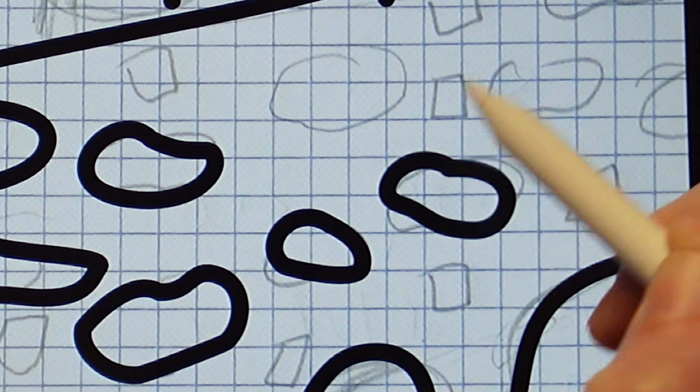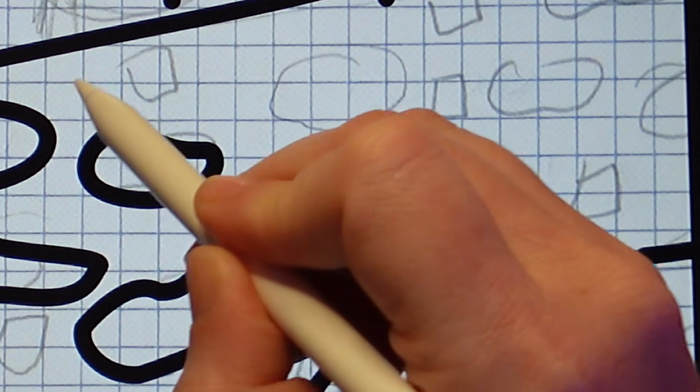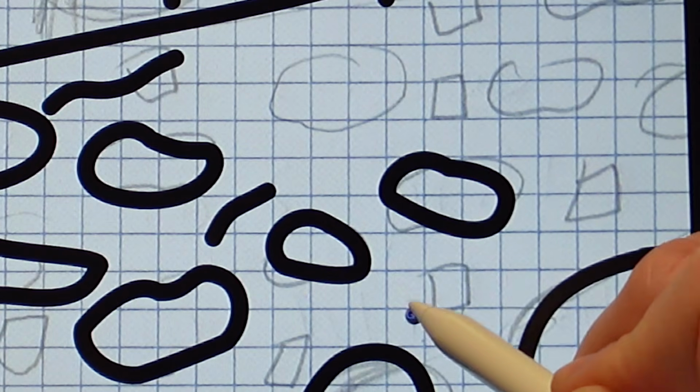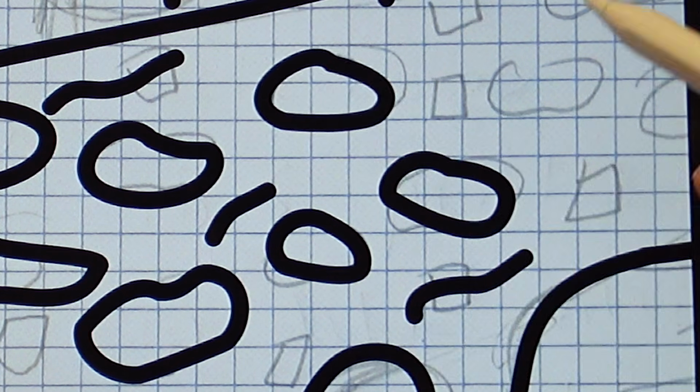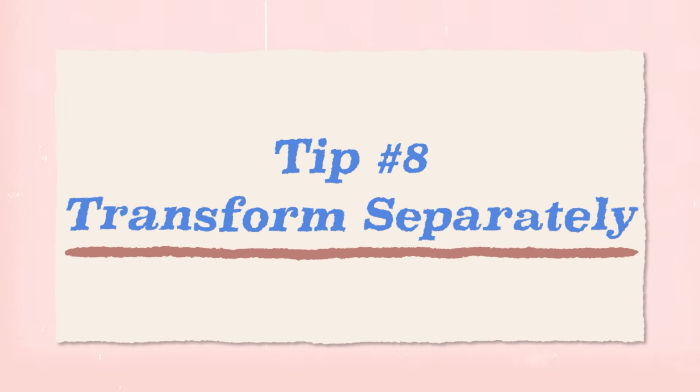So there may be times when you don't need your shape to close and other times you do, and this is good for that. And if you're someone that does a lot of line work and fills, this one's going to really help you out. This is a huge time saver because you don't have to clean anything up. So number 8 is transform separately.